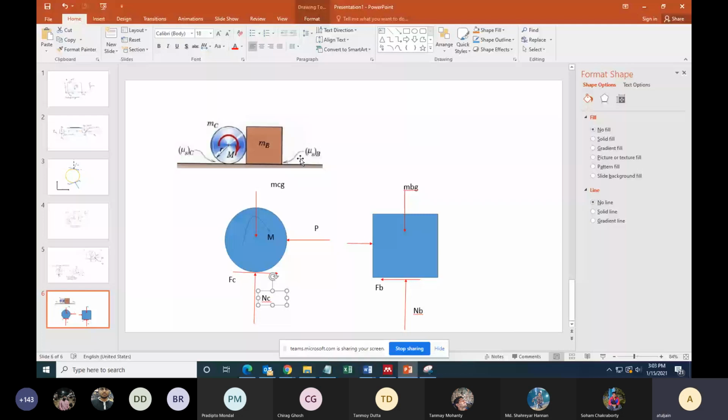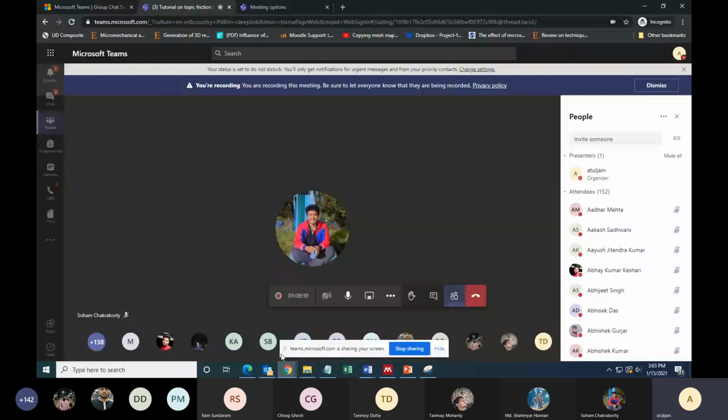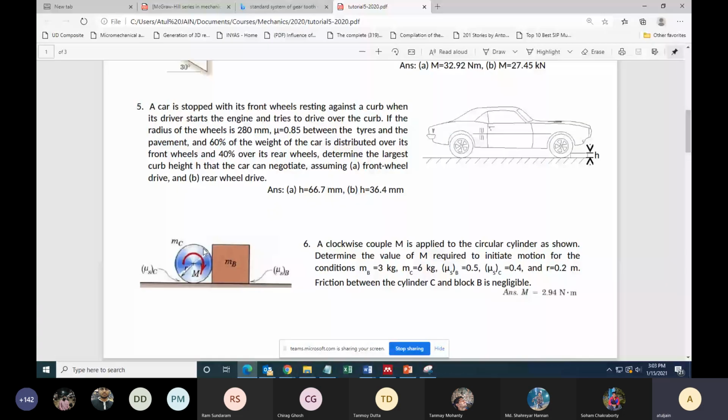Okay, anybody who does not understand the direction of friction in the question or case? Sir, here what are the two possibilities? Possibility number one is that the cylinder starts rolling. Possibility number two is that the block B starts moving. Sir, for the block B to move, the cylinder also has to move, right? No, which is impending. So which is impending earlier? Okay, sir.